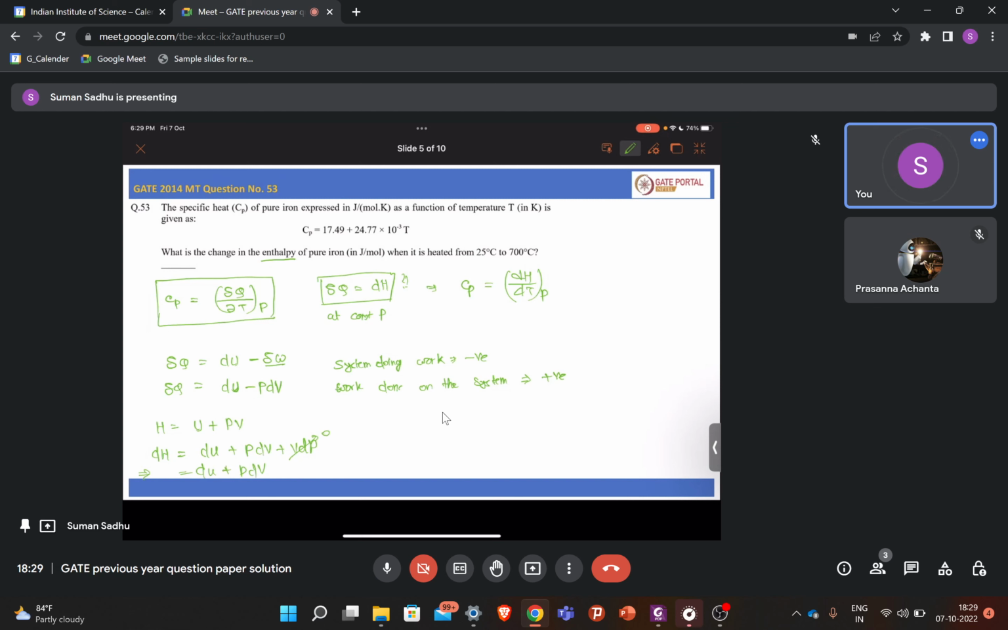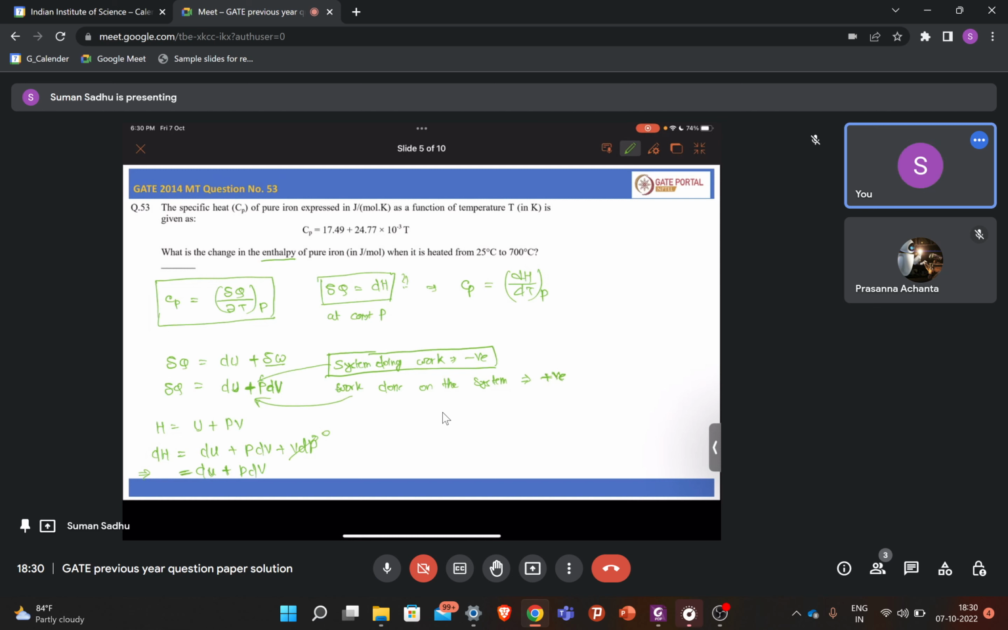It is because of the sign convention. In a few books you will find they use plus here, and in a few books they use minus here. This is because of the sign convention only, so you have to follow only one sign convention. If the system is doing work, you have to put negative here. If work is done on the system, you have to put positive here.